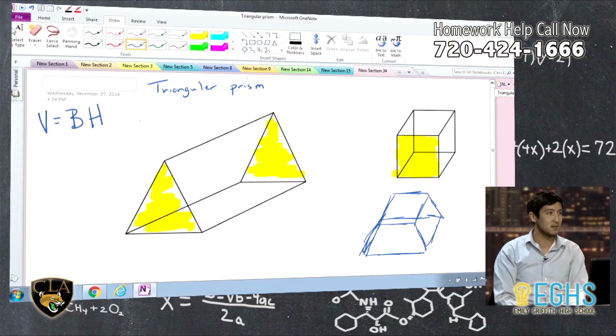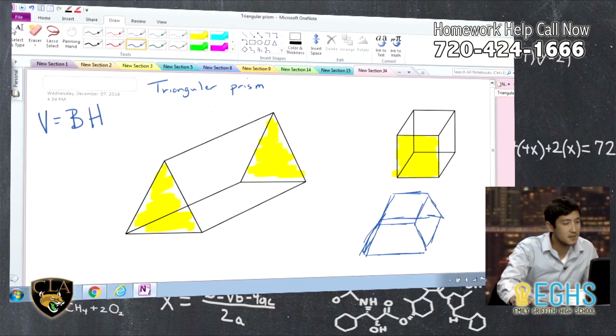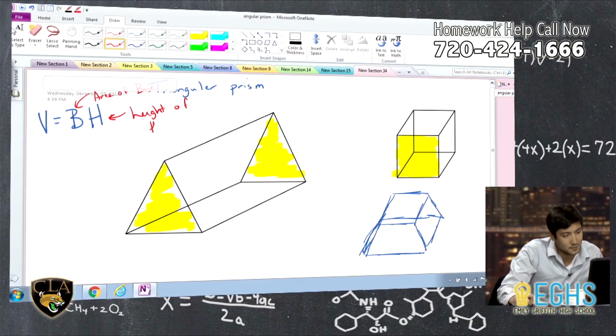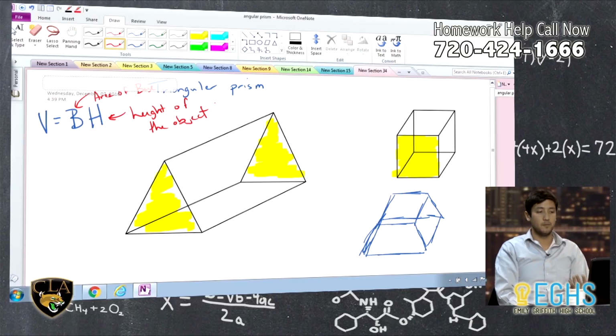And I think about this in terms of like, this is the area of the base, and this is the height of, you could say the object, you could say the solid. We typically say object, but it's the height of the entire object.